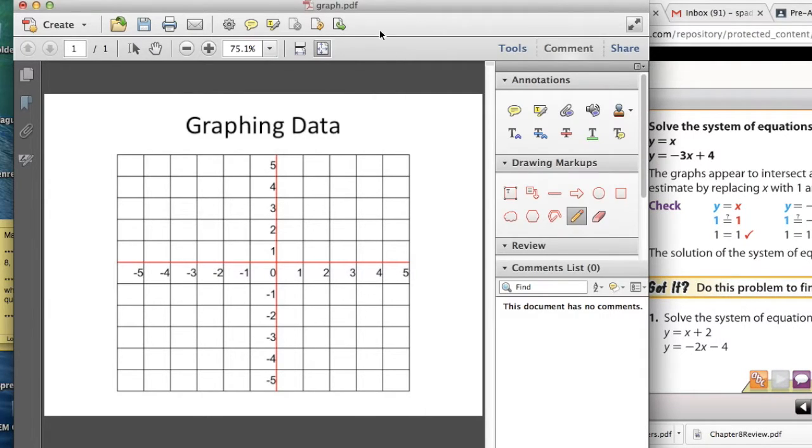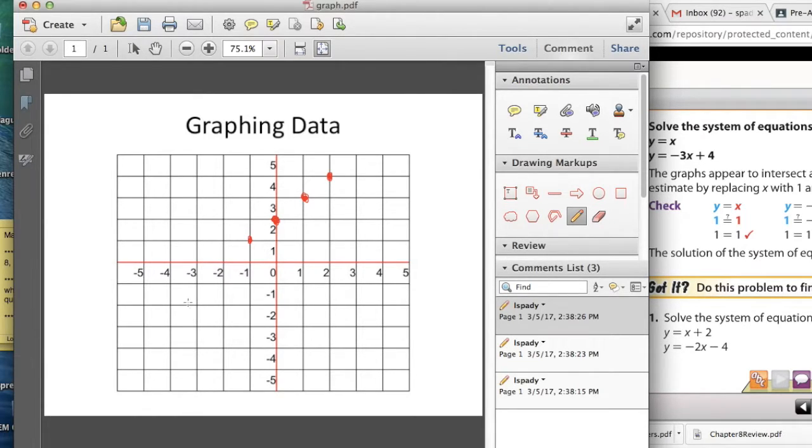So I'm going to pull this graph paper up here and graph the first equation, which is y equals x plus 2. I'm going to use the slope-intercept form, so I'm going to start by graphing my y-intercept at 2, and then I'm going to go up 1 over 1 because my slope is 1. Up 1 over 1. I can also go down 1 and to the left 1. And so those points fall on this line.